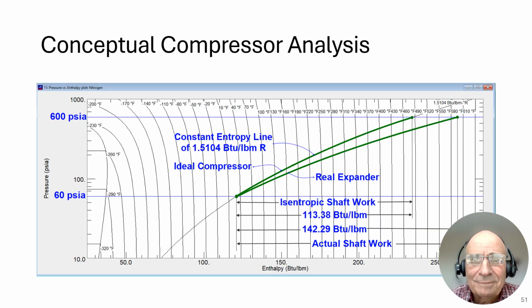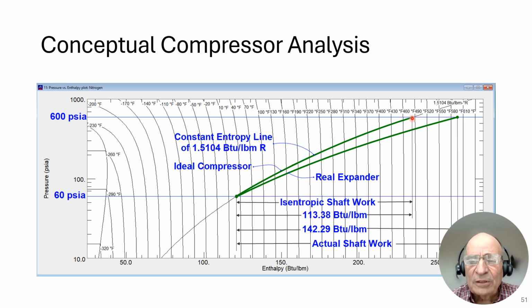Let's move on. Now let's take a look at that same numerical analysis, but on a pH diagram. So if we look at it on pH diagram, I've drawn here a line at 60 psi absolute, and I've drawn here a line at 600 psi absolute, and we're going to compress the gas from 60 up to 600. The starting point is 30 degrees Fahrenheit, which is shown here. We start at 30 degrees Fahrenheit, and we do an ideal adiabatic isentropic compression as shown here. And we go all the way up to here.